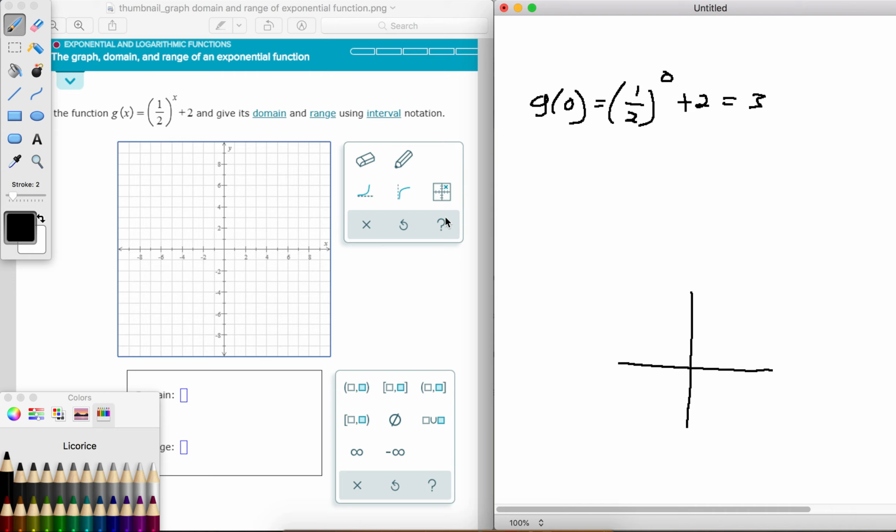So with your Alex tool, you'll click this pencil, and we just found out that when we put in an x variable of 0, you get out a y variable of 3. So use that pencil tool and put a dot right up here between that 2 and the 4. And then let's try getting another point.